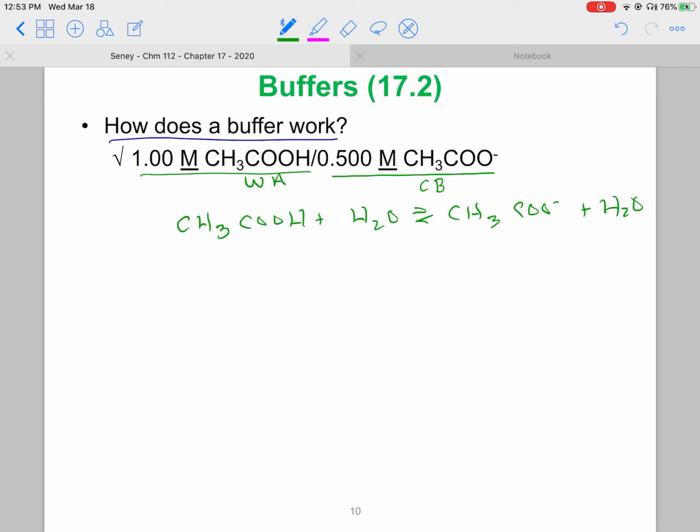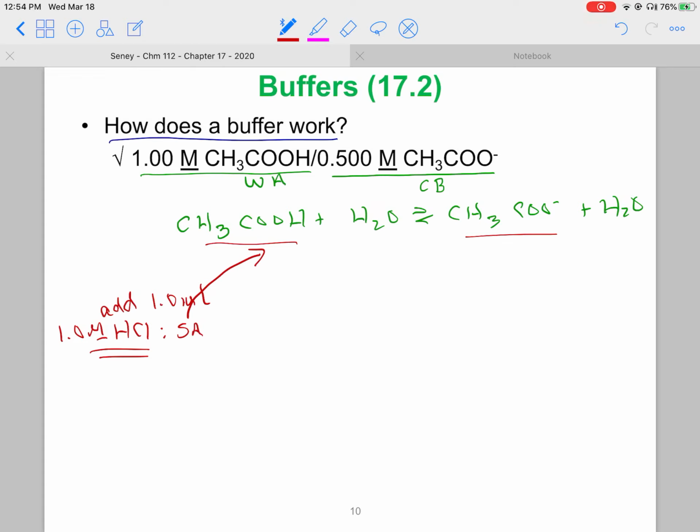Now I'm going to add HCl. We might add 1 mL of 1 molar HCl again. We know this to be a strong acid. And an acid looks to react with what? A base. It wants to get rid of its hydrogen. So when we look up here, we have acetic acid and its conjugate base. This strong acid is looking for a base to react with. It's going to react with the acetate.